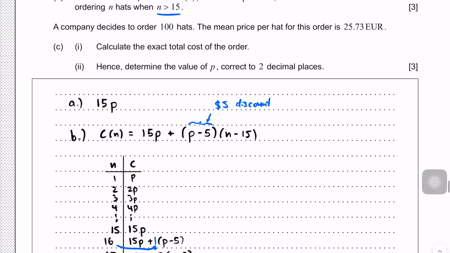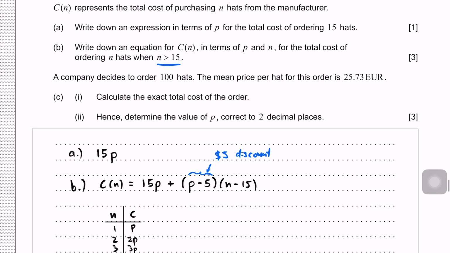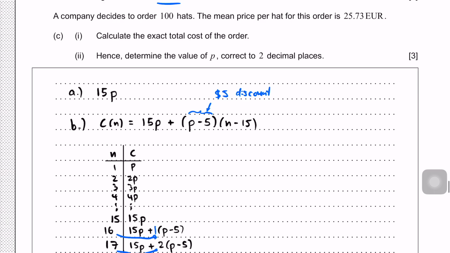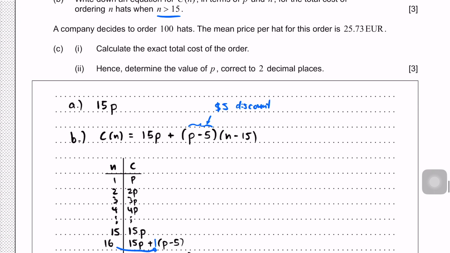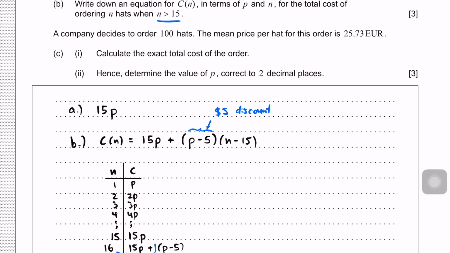Okay, let's go on to part C. A company decides to order 100 hats. The mean price per hat for this order is $25.73. Calculate the exact total cost of the order. There are 3 marks here for these 2 questions. This is just the 1 mark question.